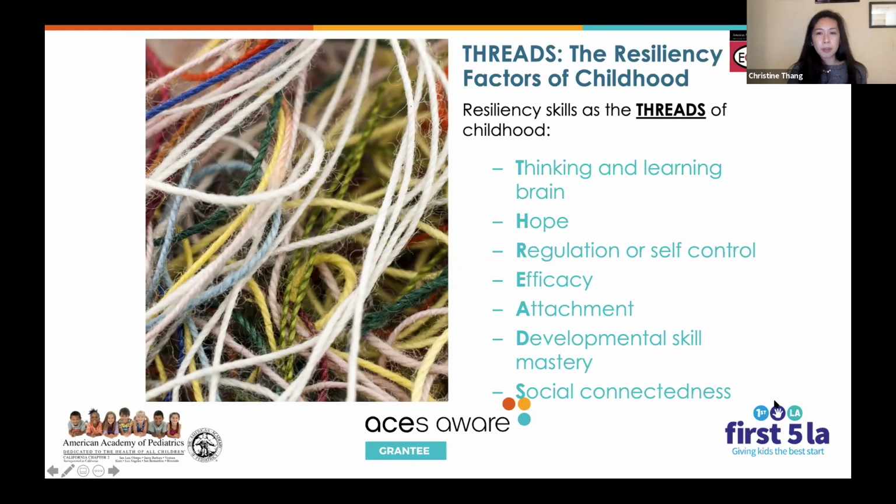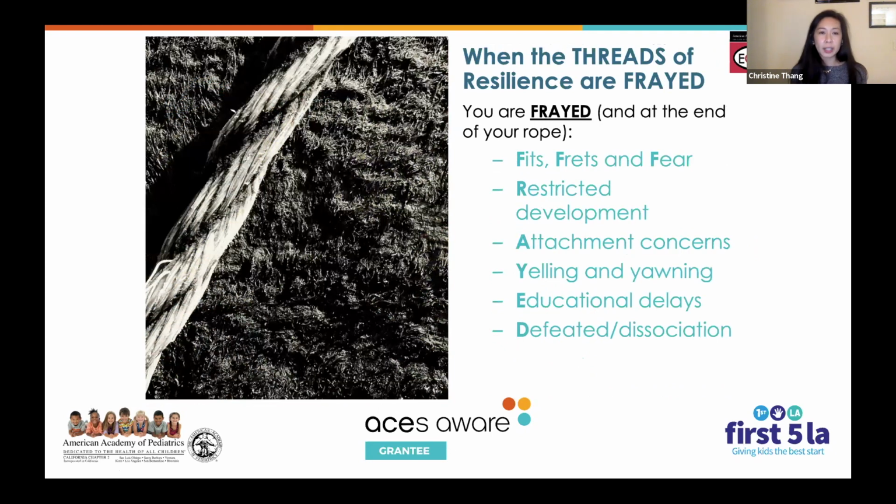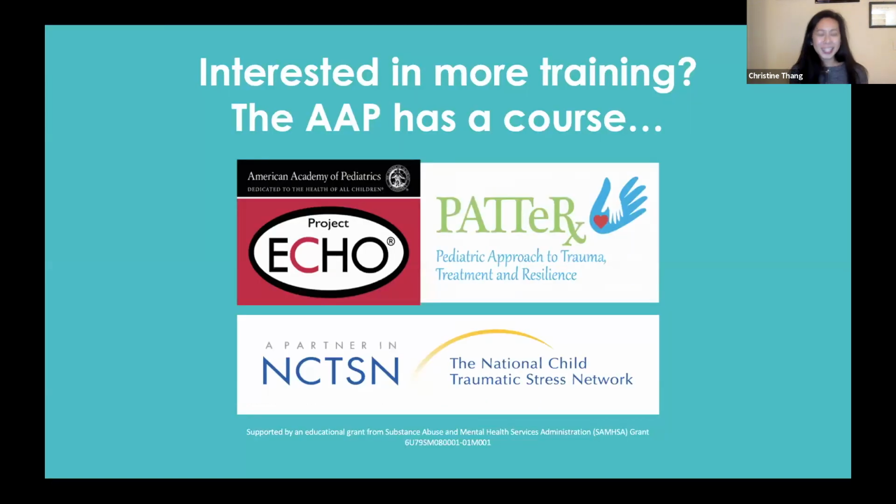So when we take the opposite of threads, what we have is a child who's frayed. And using that same picture in our minds, this child is frayed and at the end of their rope. And what you see are these frayed symptoms: the fits, the frets, the fear, the restricted development. There are attachment concerns. They're yelling, they're yawning, they're having poor sleep, they're throwing frequent tantrums, those educational delays that we see in the school, and they're defeated, they're dissociated, that hope is lost. So that's a brief tour of the pathophysiology of toxic stress, using the FRAYED and the THREADS acronyms to put all that into a picture.